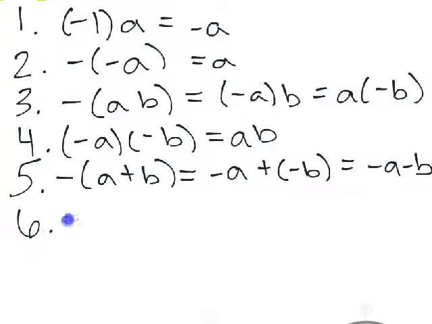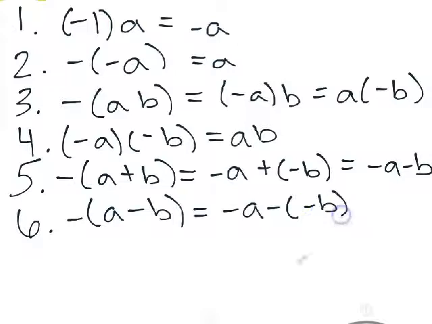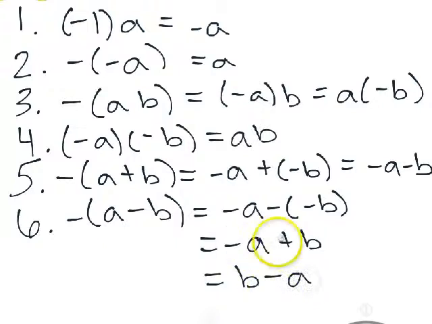And then the last property is distributing that negative over subtraction. So again, we can visualize it this way, or we could say that's -a plus b, equivalently, that's the same as b minus a. Notice the operations that are happening there are exactly equivalent.